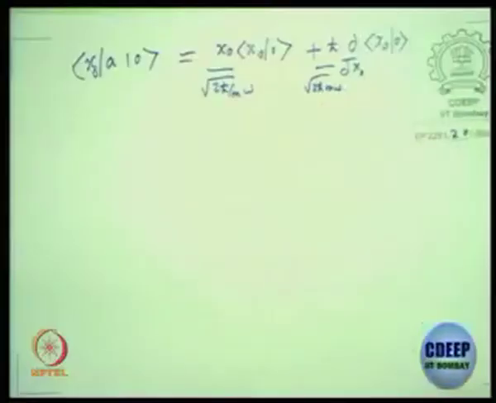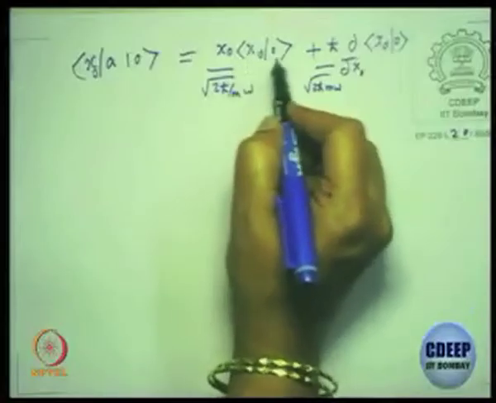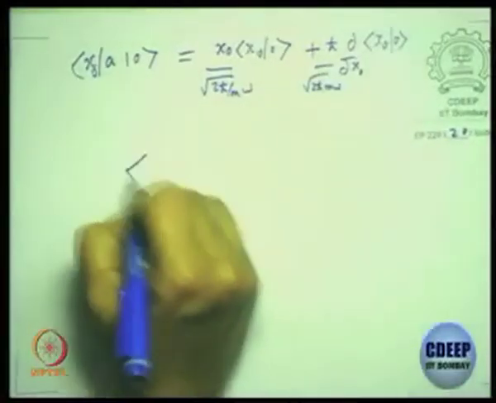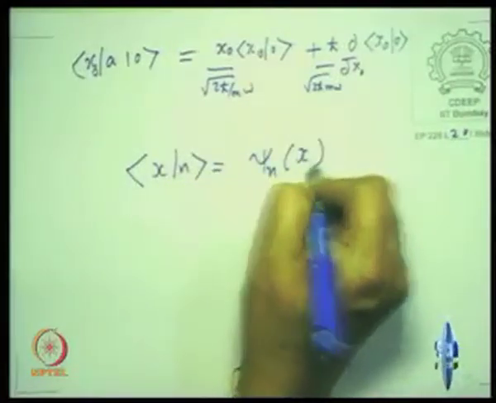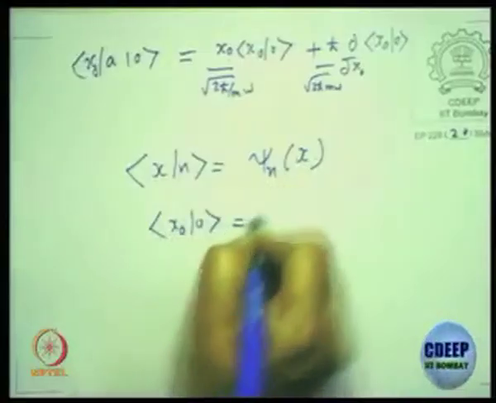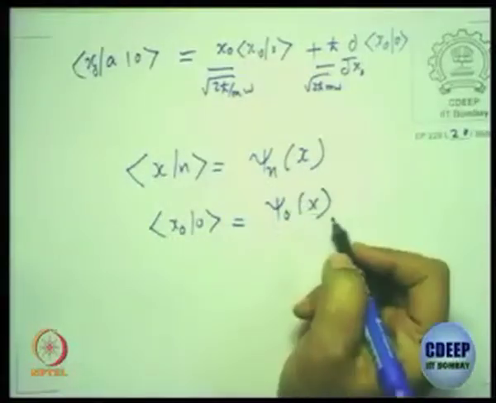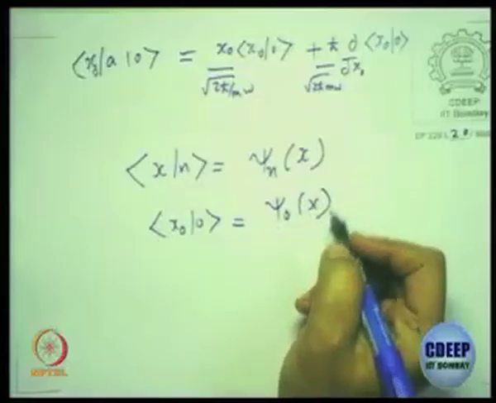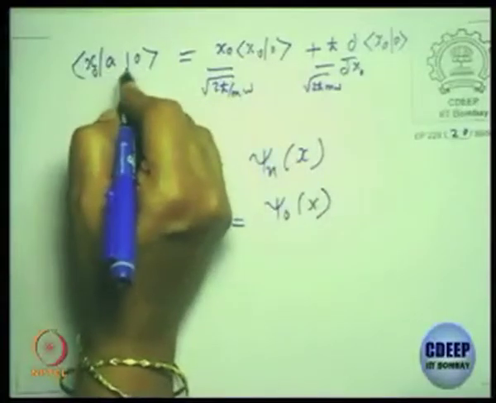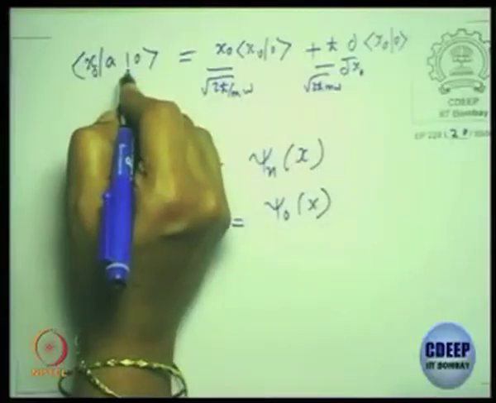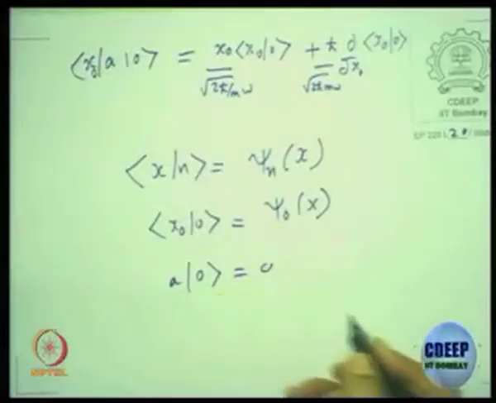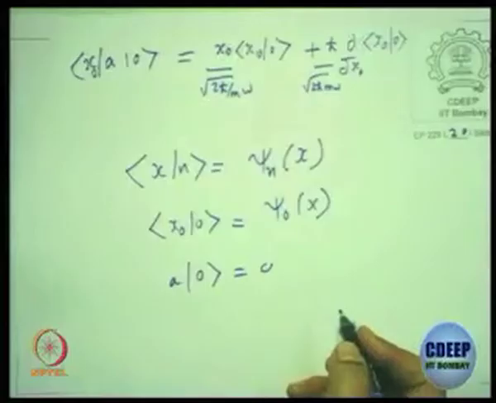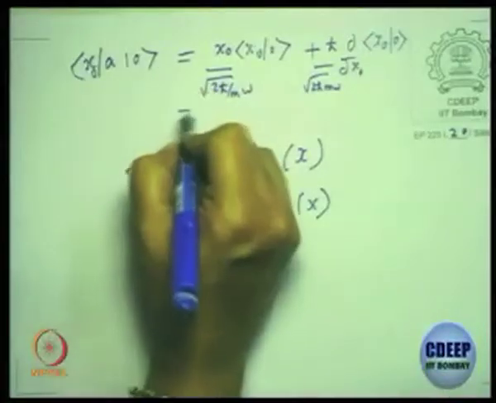Alright. What is this piece? X naught with 0. I have said that X with any n, I am going to call this psi n of X. So X naught with 0 will be psi 0 of X. And I want this to be A on 0 is 0. So use that. So this will be equal to 0.